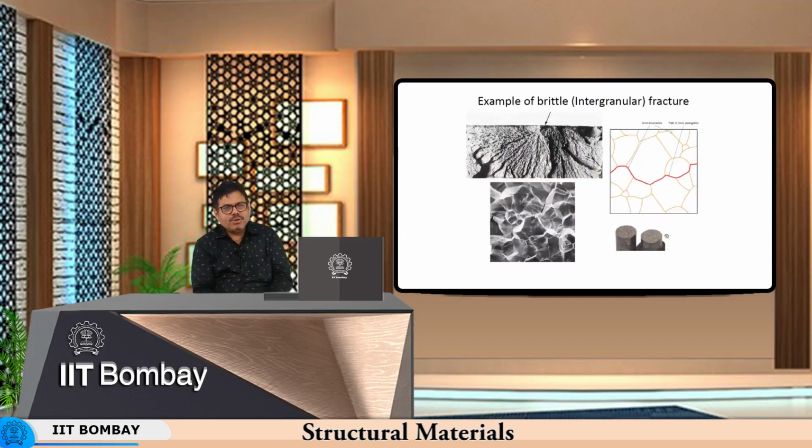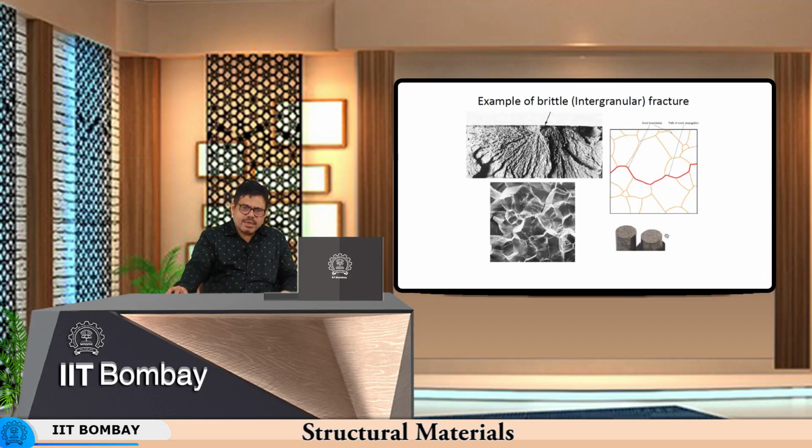Brittle fracture in contrast is an intergranular fracture. So you have the fracture running through the grain boundary. So the path of fracture is through the grain boundaries, and so it all depends on the path taken by the crack to propagate.